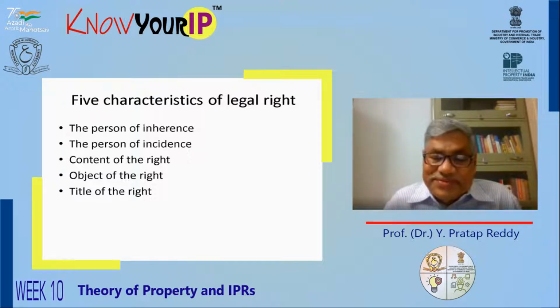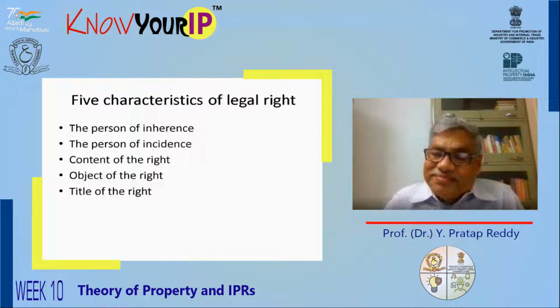Then content of the right. Content of the right is the act or omission which the duty-bound person ought to do in favor of the person entitled to right. What the duty-bound person ought to do, whether it is positive or negative. If the duty-bound person is obliged by law to do something in favor of the person entitled to right, it is positive duty, act. Omission is where the duty-bound person is prohibited from doing something. Then it is a case of omission, act of commission or act of omission. Then this content of the right is that act or omission which the duty-bound person ought to do in favor of the person entitled to right.